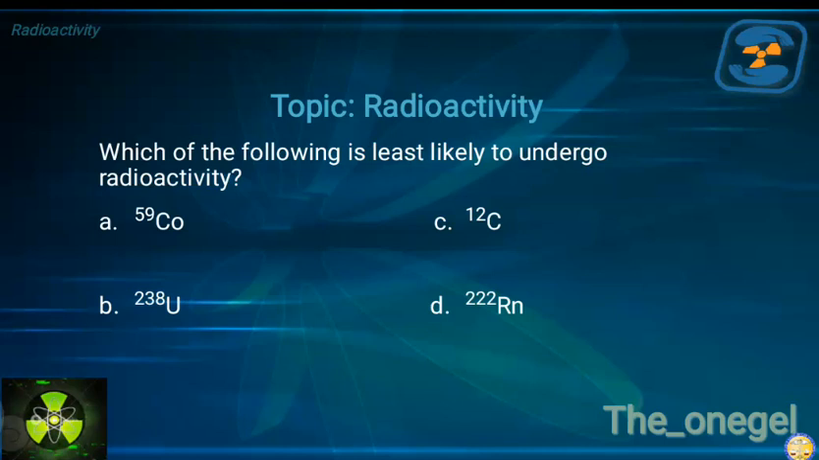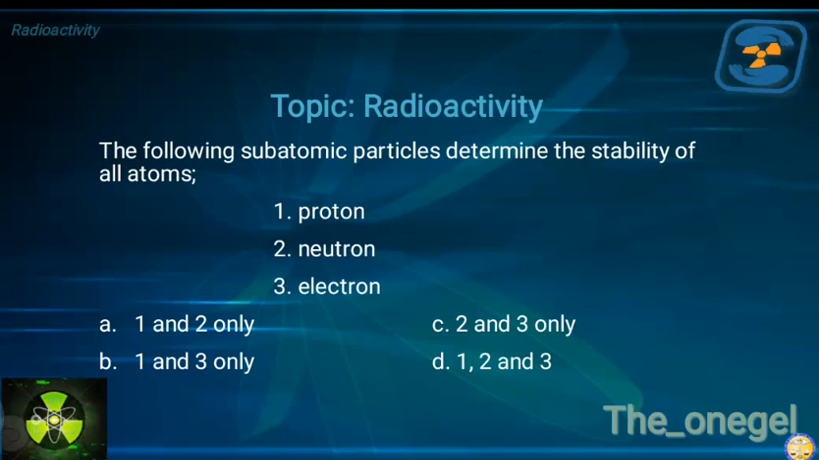Nasa number 5 na tayo. So, which of the following is least likely to undergo radioactivity? Kasi nga, sinabi natin kanina, pag same ang number ng proton at saka neutron, that is already considered as stable. So, yung naging example natin kanina is carbon-12. So, therefore, our answer is also carbon-12. Next number 6.